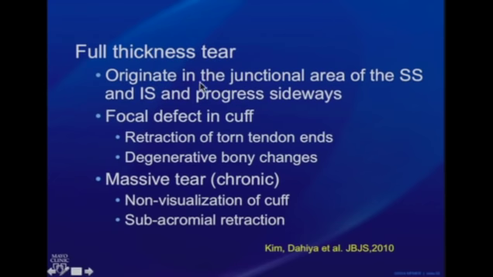These originate in the junctional area of the supraspinatus and the infraspinatus, and they progress sideways. They usually present as a focal defect within the cuff, and you can sometimes see the retraction of the torn ends. Underlying degenerative bony changes are pretty apparent. Now, if you are dealing with a massive tear, you sometimes will not see the retracted end at all because of subacromial retraction. The cuff literally disappears from view.